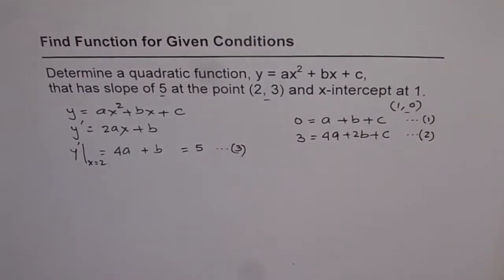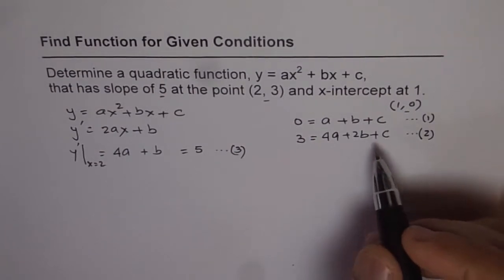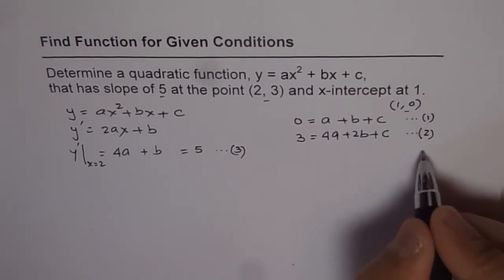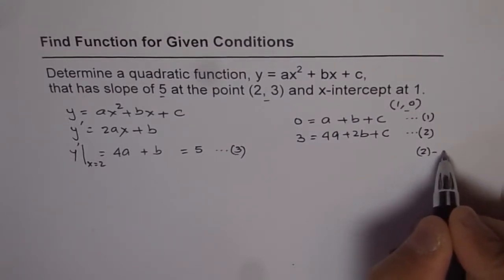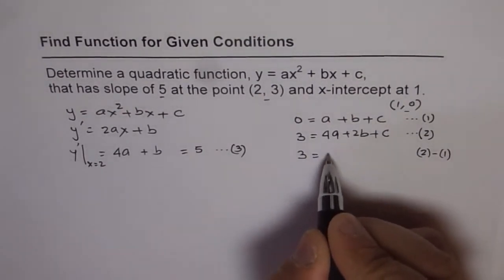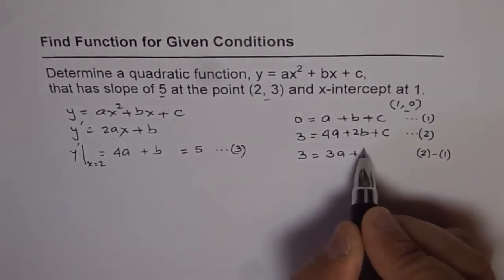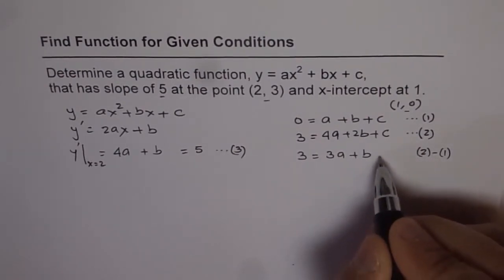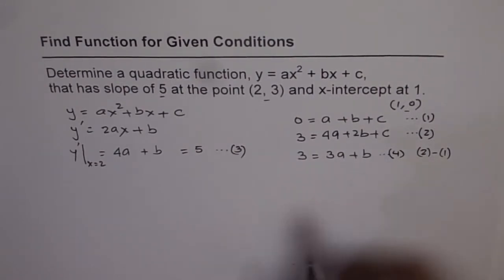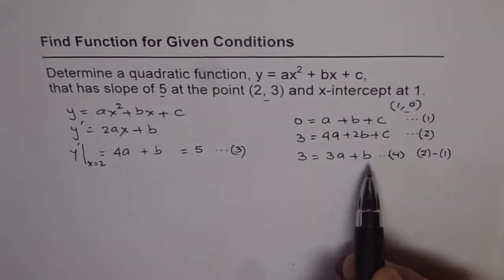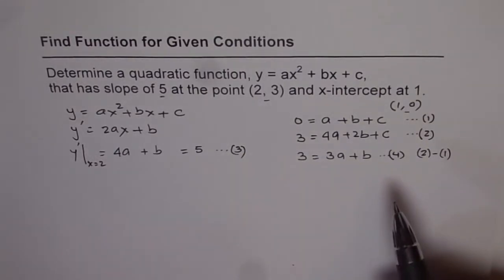So we have 3 equations and we need to find 3 variables. So that should be simple. Now from these equations we can eliminate c. So let's do equation 2 minus equation 1. If I do 2 minus 1, then I get 3 equals 3a plus b. And let's call this equation 4.